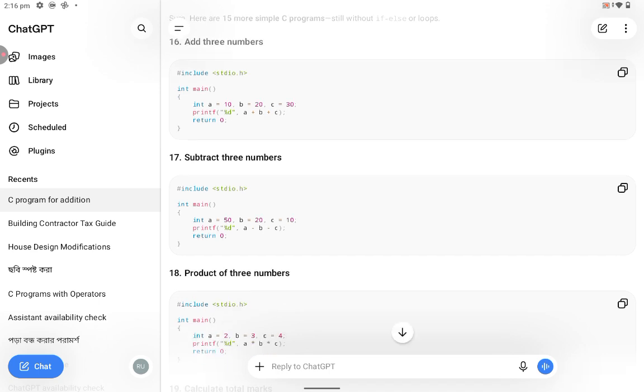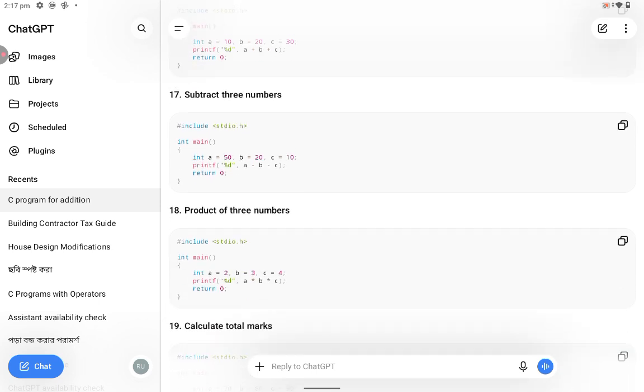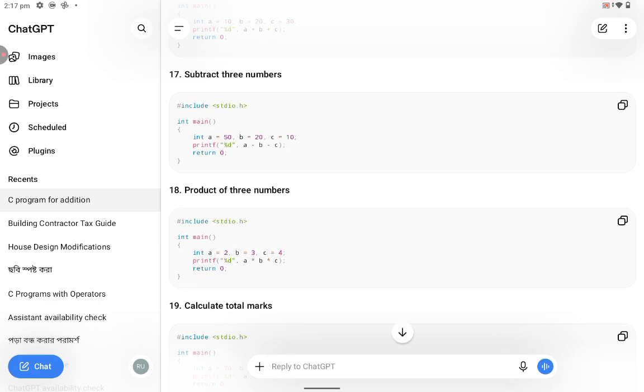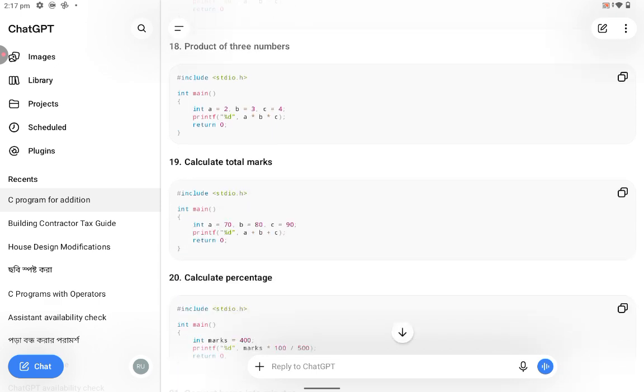Suppose add 3 numbers, so we will be having 3 variables, and those 3 variables can store 3 integers and can be taken through scanf, or directly we can assign some value to those 3 integers, like a is holding 10, b is holding 20, and c is holding 30. So here it is a very interesting thing that a plus b plus c will give you the addition of 3 integers, so 3 numbers. Subtraction of 3 numbers, a minus b minus c. So from a, b and c will be subtracted. It's very interesting. A product of 3 numbers, a into b into c.